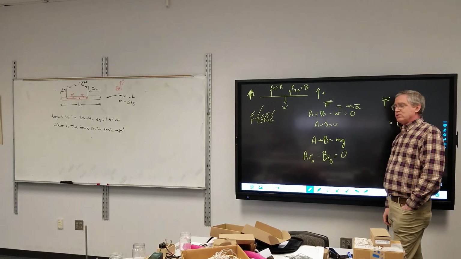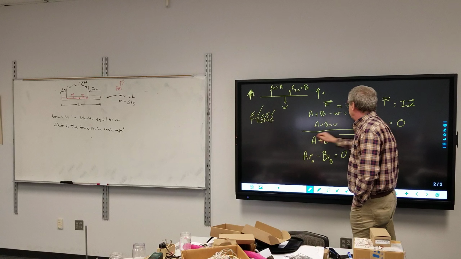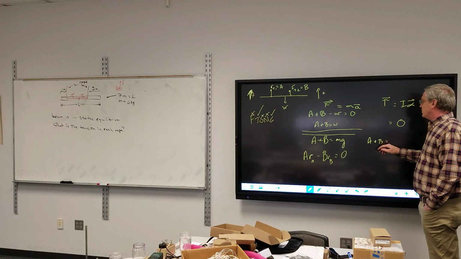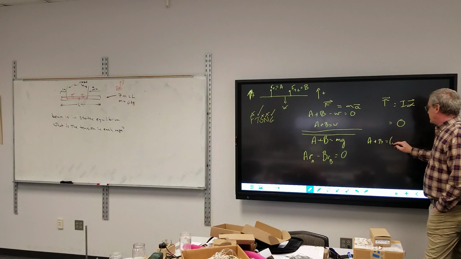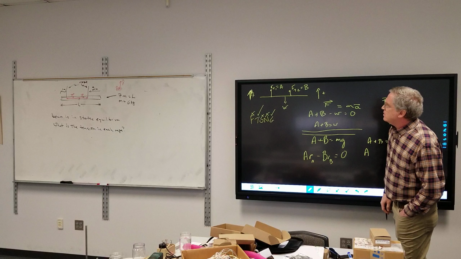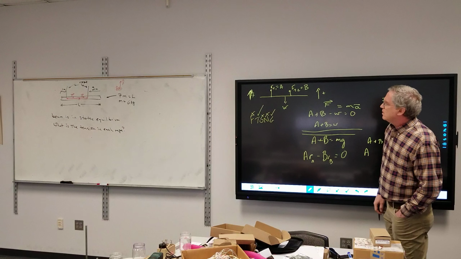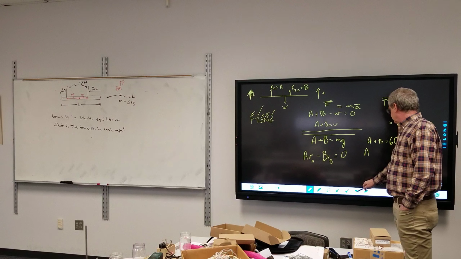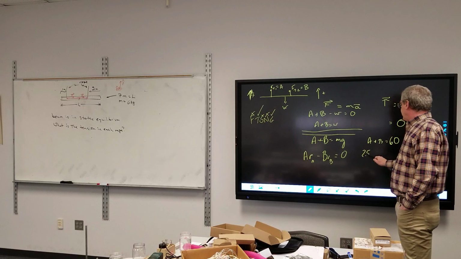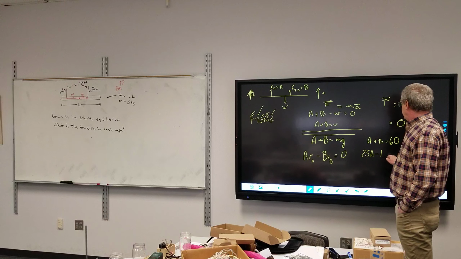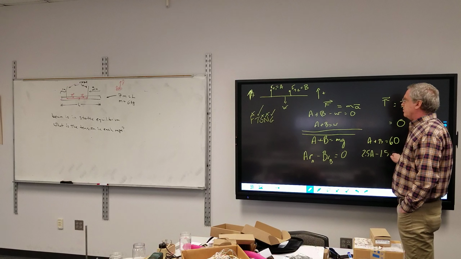And so now we have two equations, two unknowns, it is now solvable. So I have A plus B, let's put those on Earth 2, is equal to 60. And then I have r_A is 2.5. So it's 2.5A minus 1.5B.